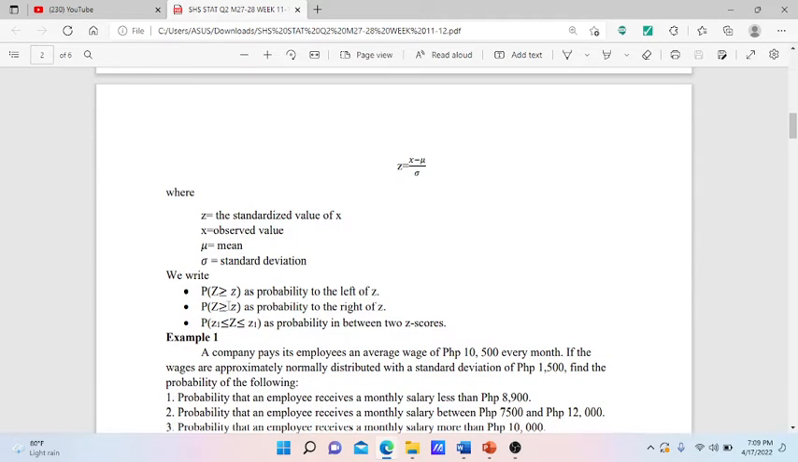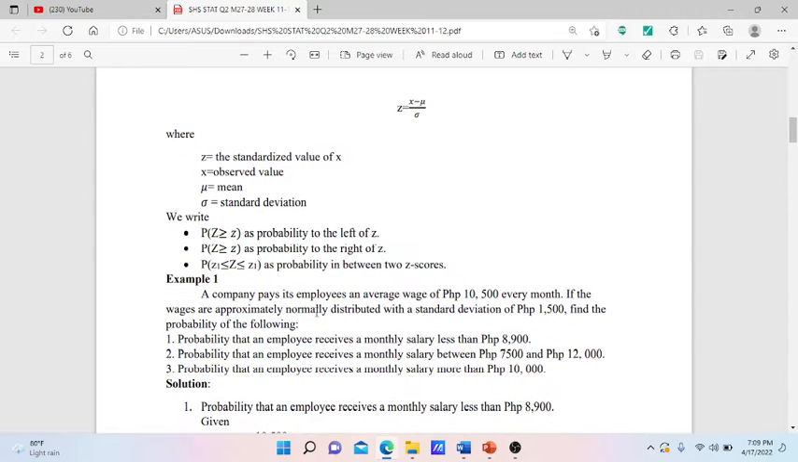So we write the probability of z less than or equal to z as the probability to the left of z, then the probability of z greater than or equal to z as the probability to the right of z, and the probability that z is greater than or equal to z sub 1 but less than or equal to z sub 2 as the probability in between two z-scores.